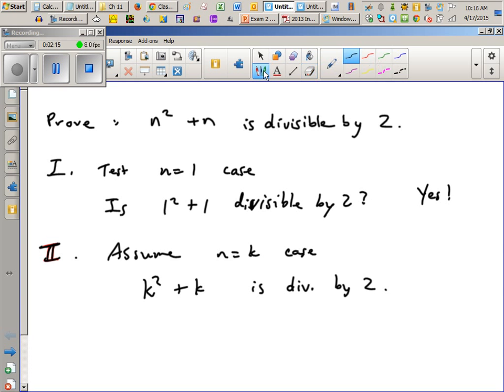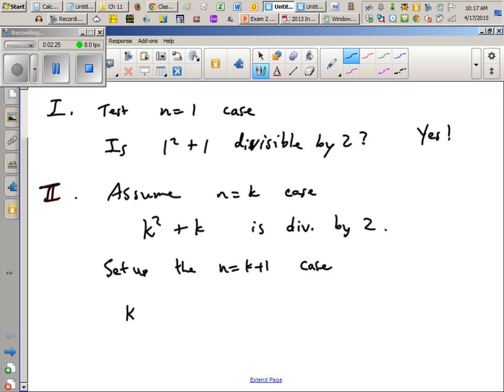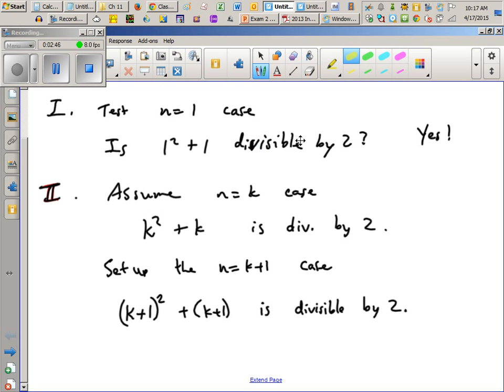Next step is to set up the n equals k plus 1 case. So you get k plus 1 squared plus k plus 1 is divisible by 2, which unfortunately you're supposed to kind of plug in the previous line of work. You're supposed to plug this fact into this newest sentence that you wrote.